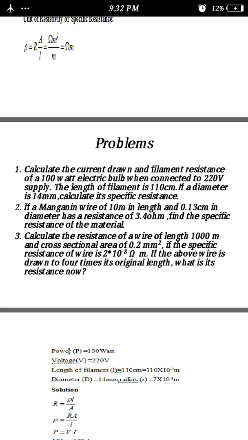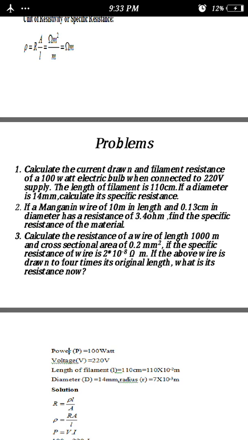So the power is equal to 100 watt when it is connected to a 220 volt supply. The supply voltage is about 220 volt. The length of the filament is 110 centimeter, so L is equal to 110 centimeter. The diameter is 14 mm, that is D is equal to 14 mm. We have to calculate the specific resistance.